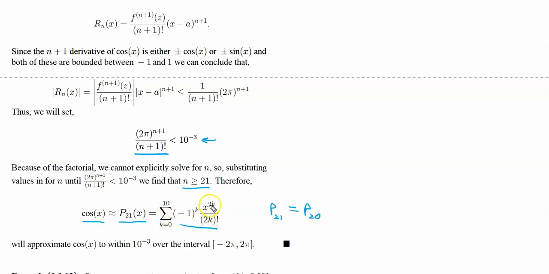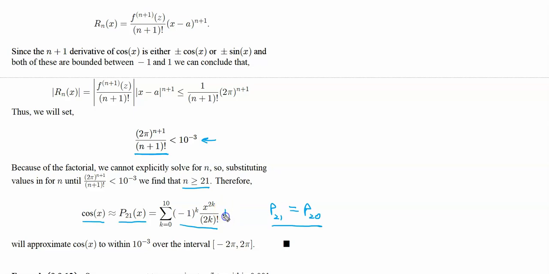Notice if we put 10 in for the k right here, we get x to the 20 power divided by 20 factorial. Now the next term, x to the 21 power, has a 0 coefficient, right? The cosine expansion has no odd powers of x that go with it. So because of that, P21 is actually the same as P20.